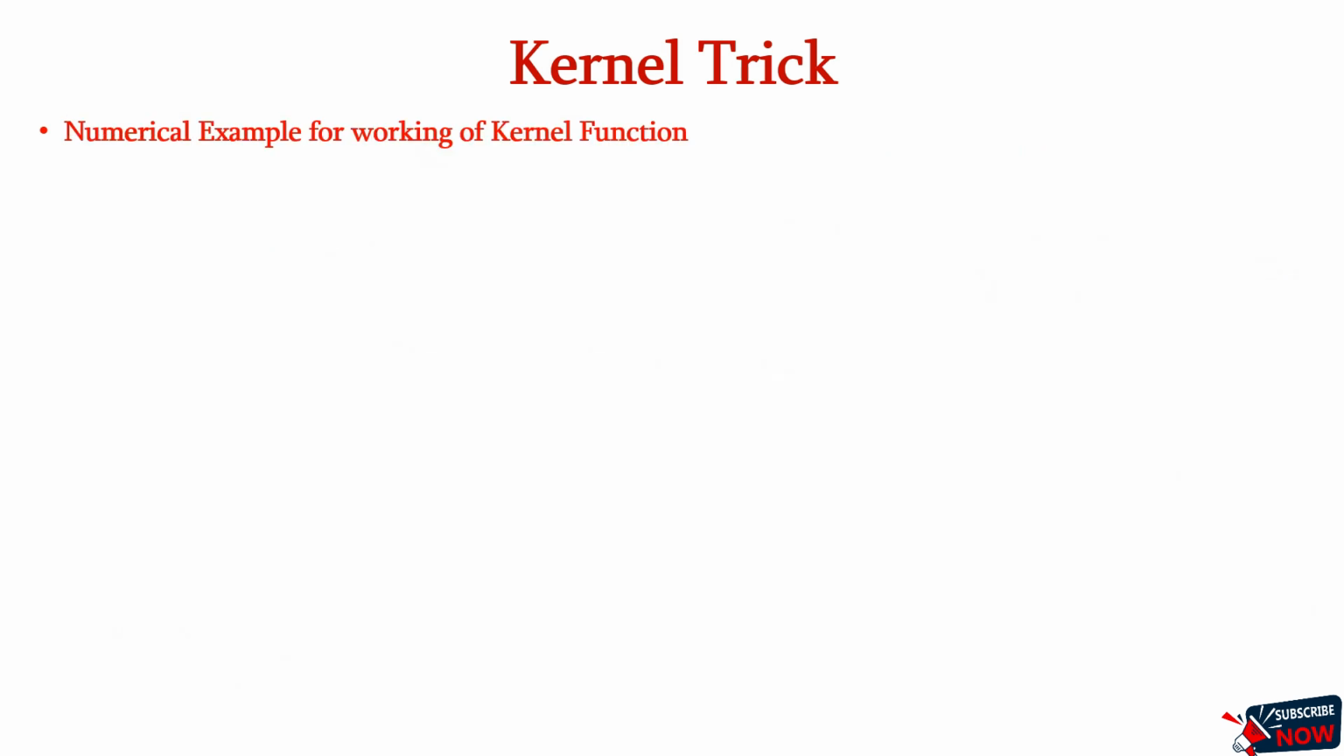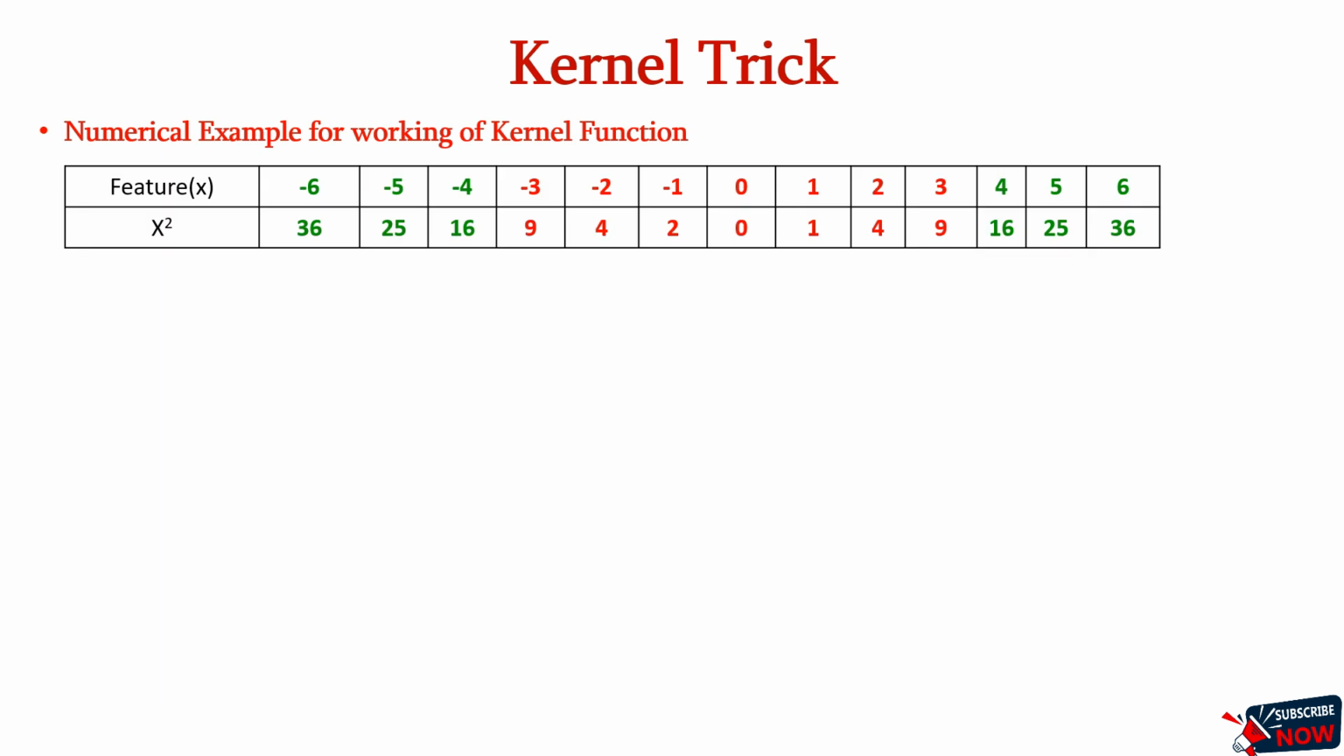Now let us understand the working of the kernel function using a numerical example. So we have the feature x here, minus 6, minus 5, minus 4 up to plus 6. So this is represented in 1 dimension and we can represent this x in higher dimension, that is in 2 dimensions. So we can calculate x square for each x, which is represented as, for minus 6 it is 36, minus 5 it is 25 and so on.